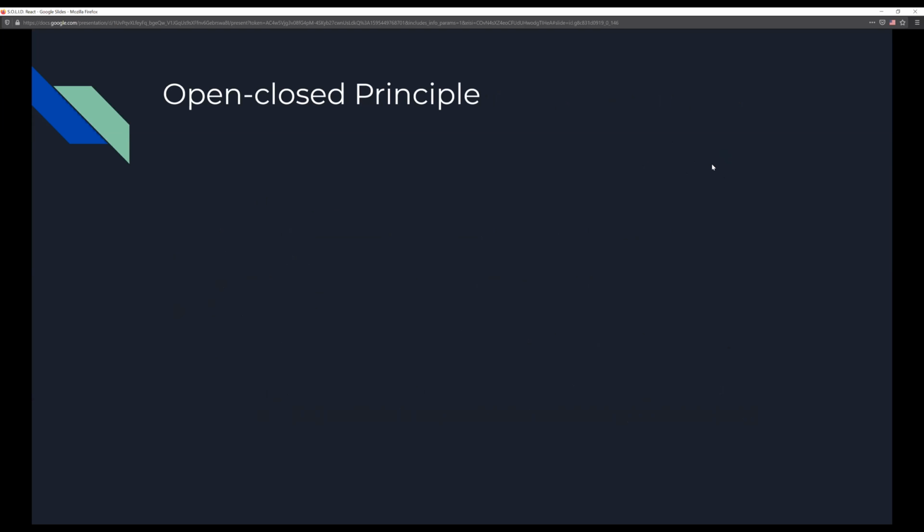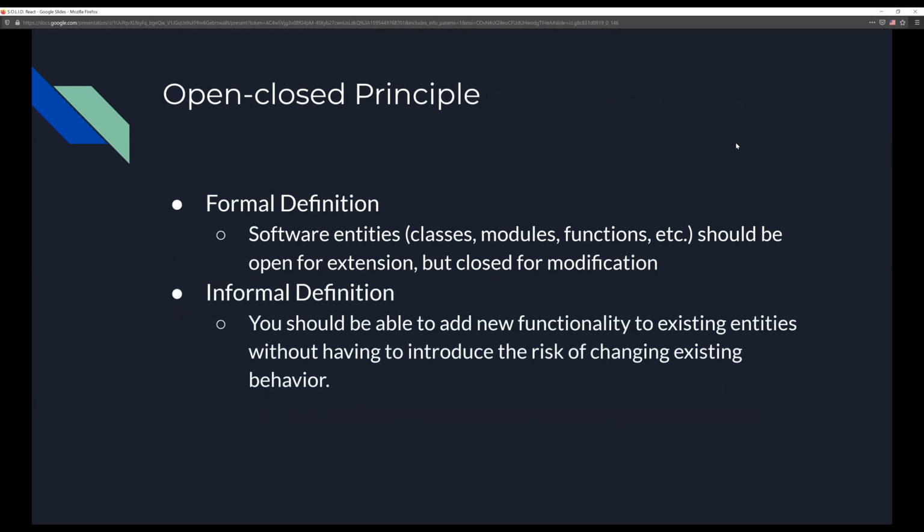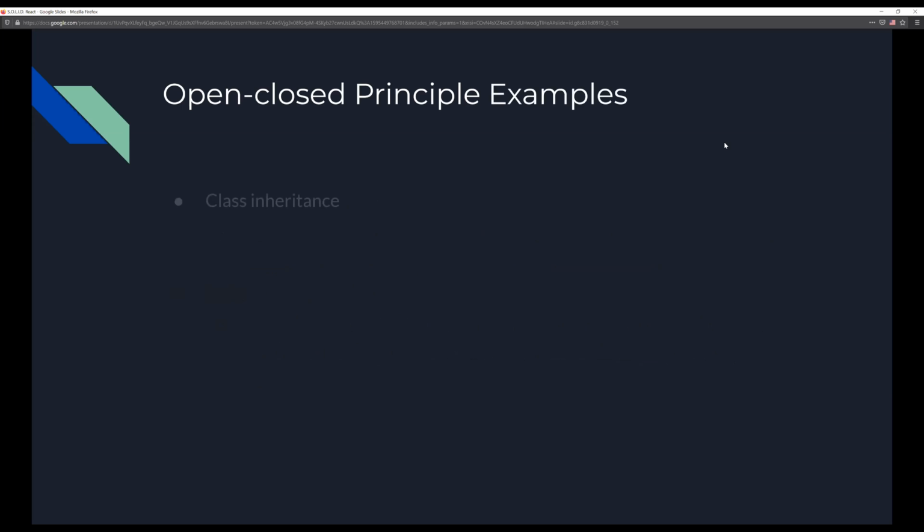The open-closed principle is the O in SOLID. Our formal definition is software entities such as classes, modules, functions should be open for extension but closed for modification. What that means is you should be able to add new functionality to your class or your module or your function without having to introduce the risk of changing its existing behavior.